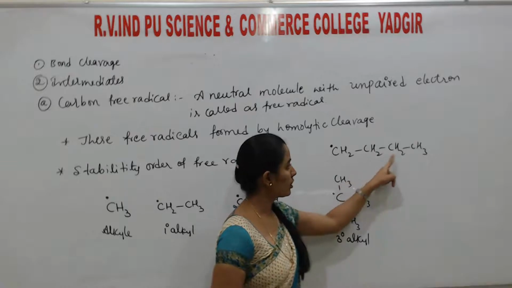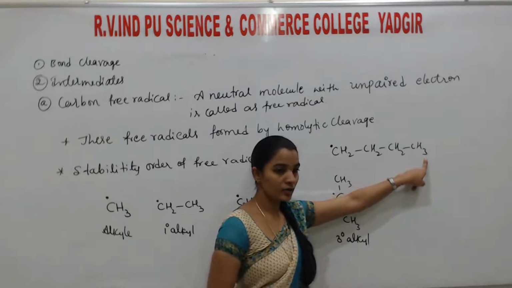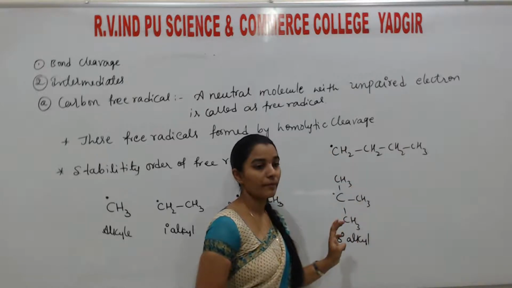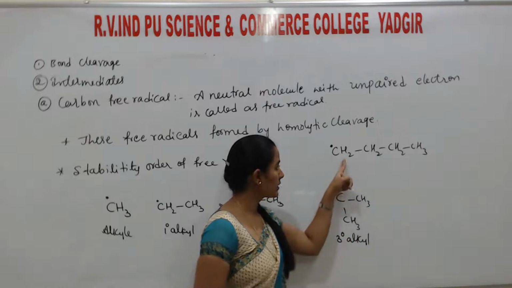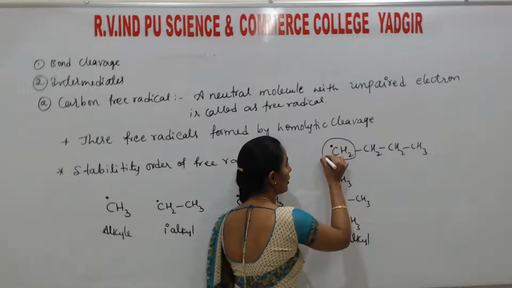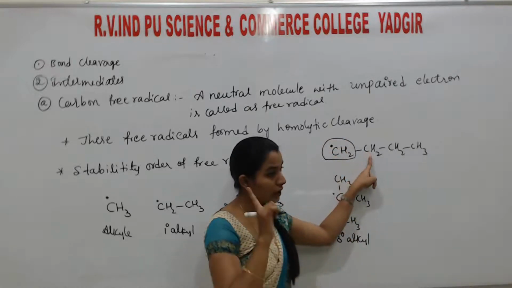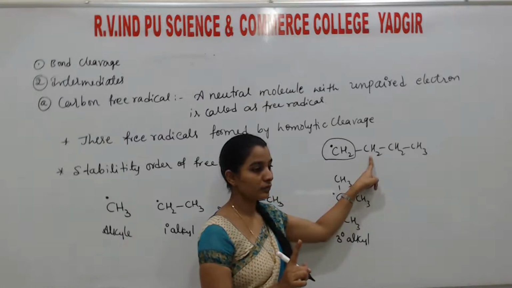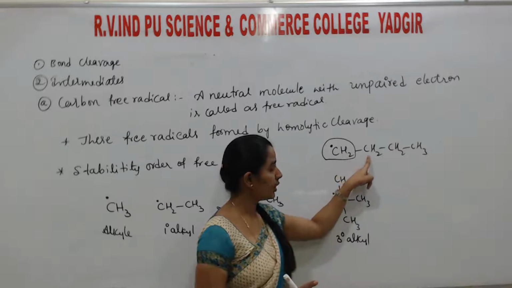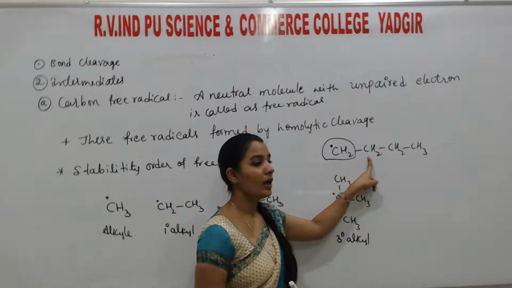Here also, 1, 2, 3, 4 carbon atoms. So 2 plus 2 plus 2, 6 plus 3, 9 hydrogen atoms with the one free radical. The molecular formula is same, but here it is primary. Why? Here the one carbon atom where this free radical is there is further bonded to only one carbon. Understand? Then that must be a primary.